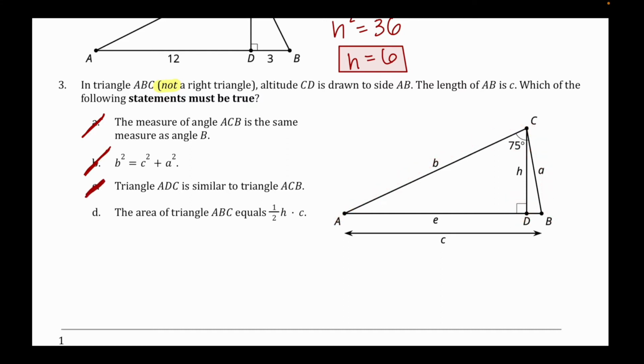There is actually only one here that is accurate, and that is the area statement right here: that the area of triangle ABC is 1/2 H times C. And that is because C is considered our base and H is going to be our height, and the area of a triangle is 1/2 the base times the height.